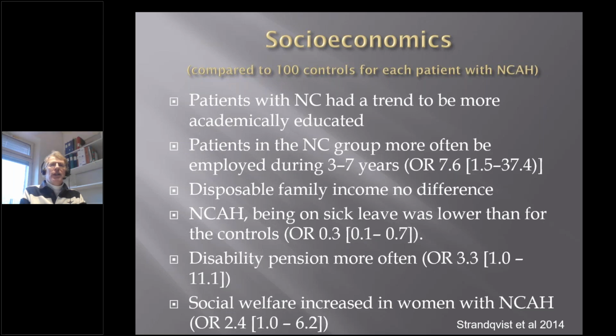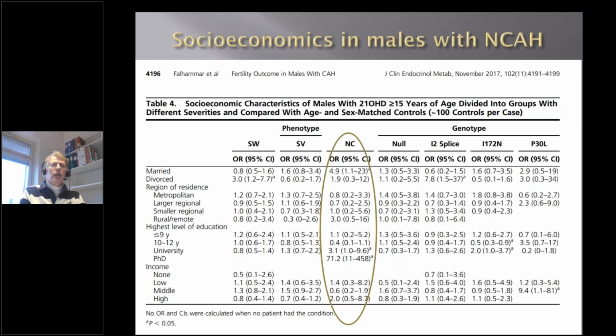In the next study, we looked into the socioeconomics. So patients with non-classic tended to be more academically educated. The disposable family income was no different compared to controls. They were less on sick leave. However, they were more on disability pension and social welfare. And when we looked into the males in more detail, they were more married compared to controls, and they were more university educated and more had a PhD.